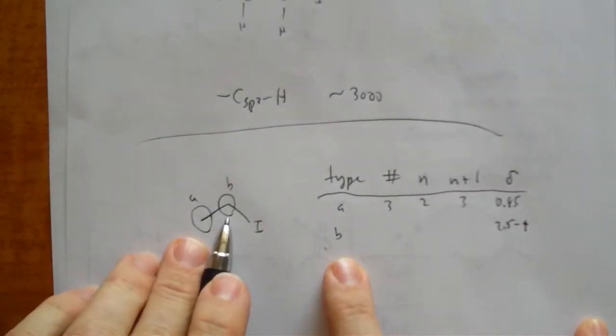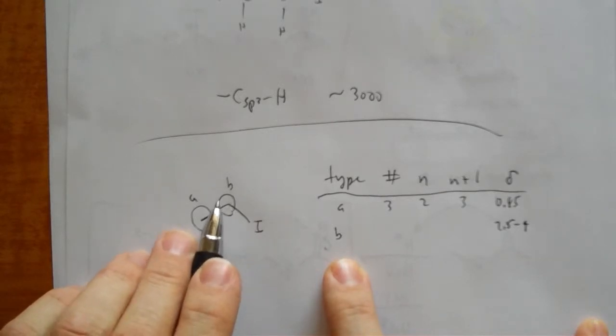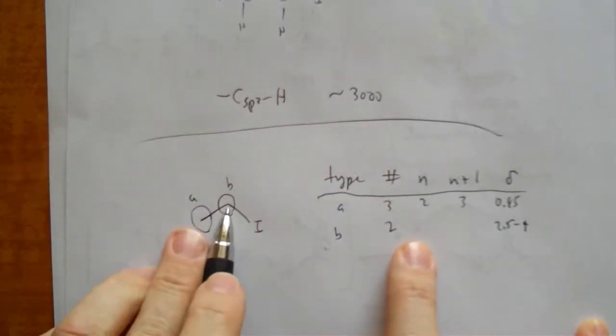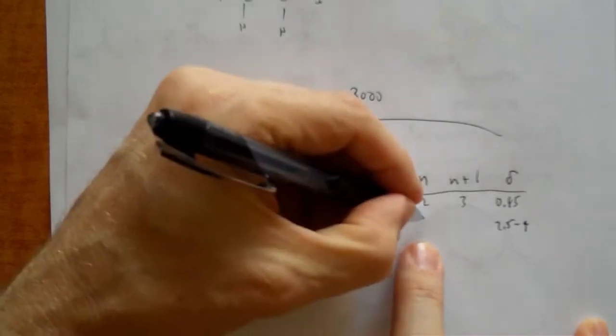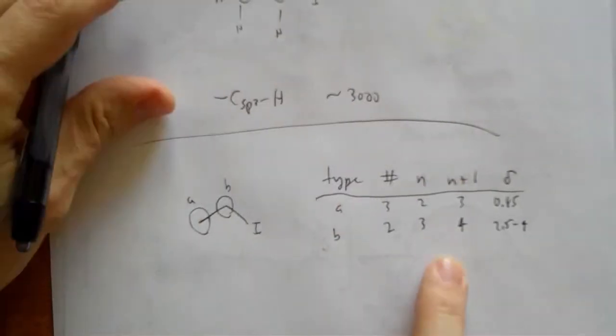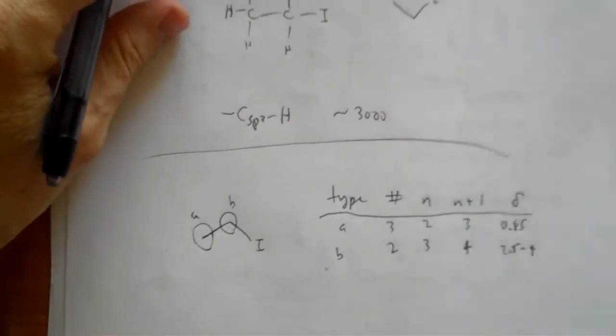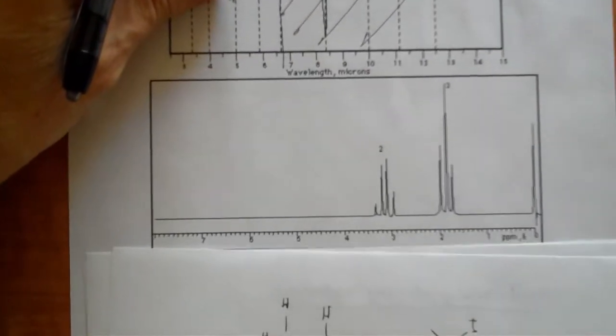And I see that there are 2 that are B. There are 2 hydrogens there. How many neighbors do they have? 3. Therefore, it's a quadruplet. All right, now let's go to the HNMR and see if that's consistent with that.